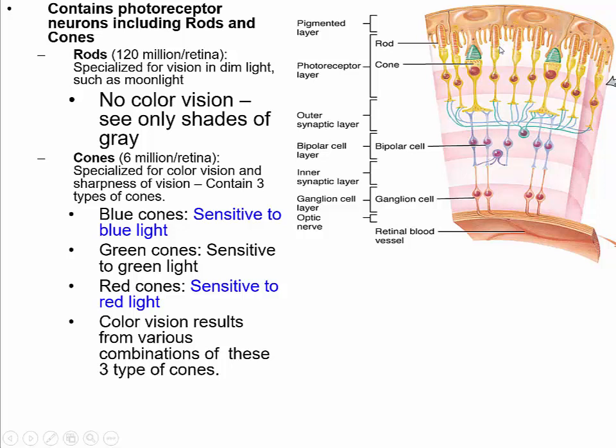Now, they contain 3 types of cones, and these are blue cones, green cones, and red cones. Now, it's not referring to the actual color of the cone, it's just referring to the color that the cones are sensitive to. So blue cones are sensitive to blue light, green cones to green light, red cones to red light. And color vision results in various combinations of these 3 types of cones. Now, the cones are also specialized for the sharpness of vision. In fact, we're going to see at the focal point you have only cones in that area.